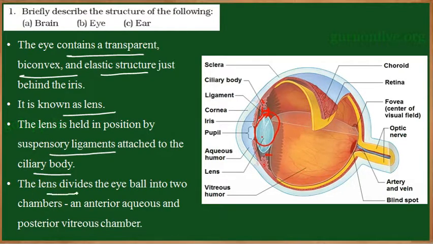The lens divides the eyeball into two chambers. The front one is called the anterior chamber, which gives rise to aqueous humor, and the back chamber, which is posterior, gives rise to vitreous humor. This is the vitreous humor and this is the aqueous humor. So the lens divides the eyeball into two chambers, anterior aqueous and posterior vitreous.